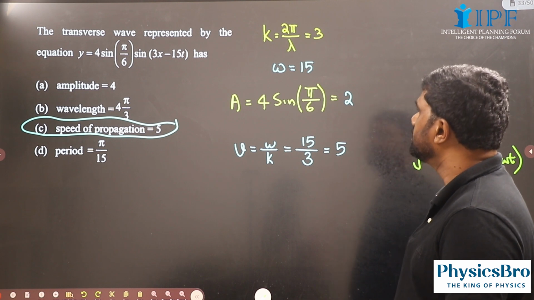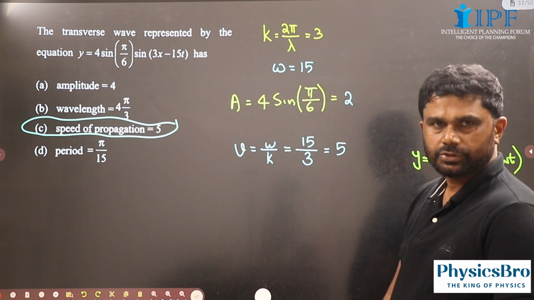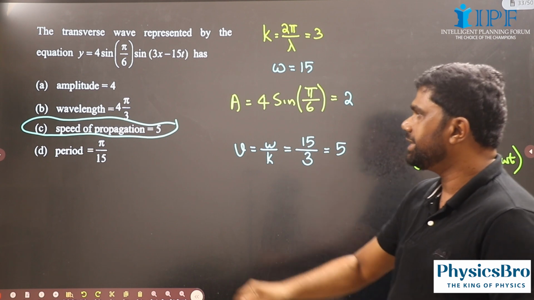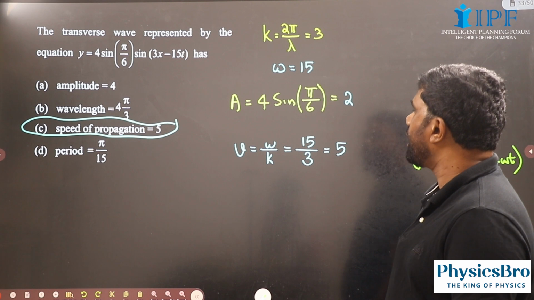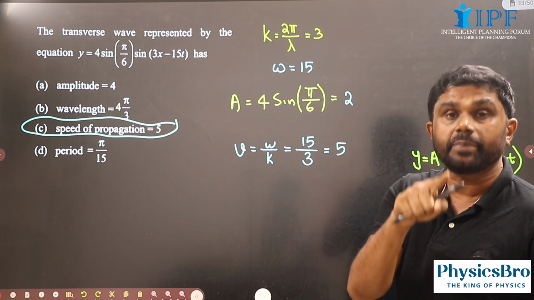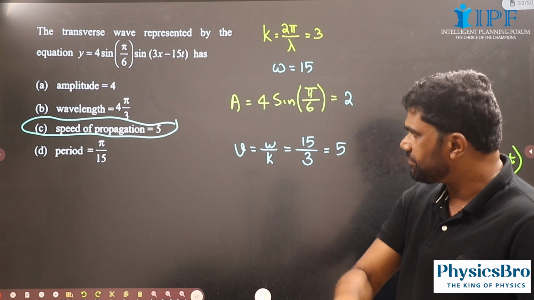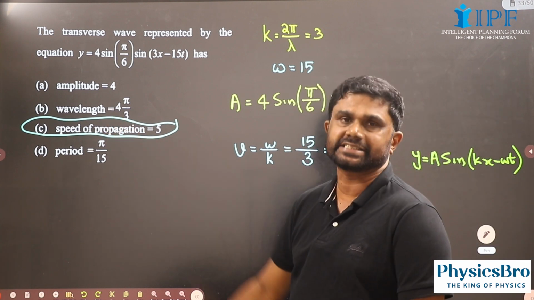And wavelength, see, what would be the wavelength? 2 pi by lambda is 3, so lambda will be 2 pi by 3. Here it is given as 4 pi by 3. Now see, we have omega, that is 15, and period will be 2 pi by omega, so 2 pi by 15. But here it is given as pi by 15. So only the option C is correct.